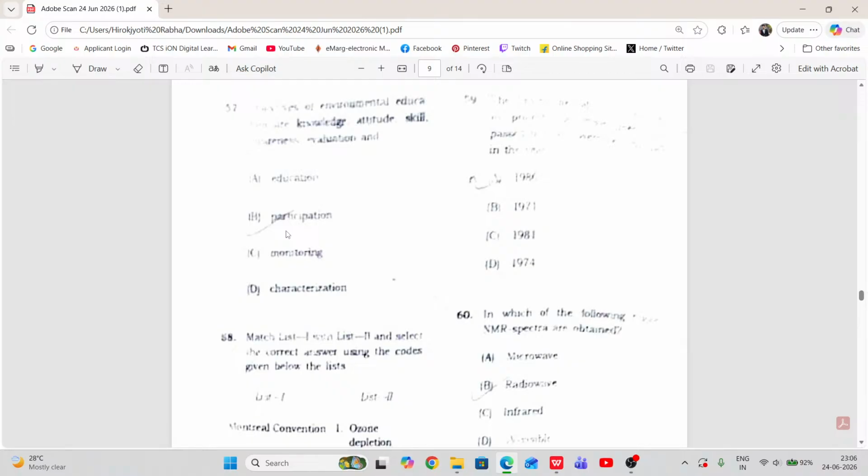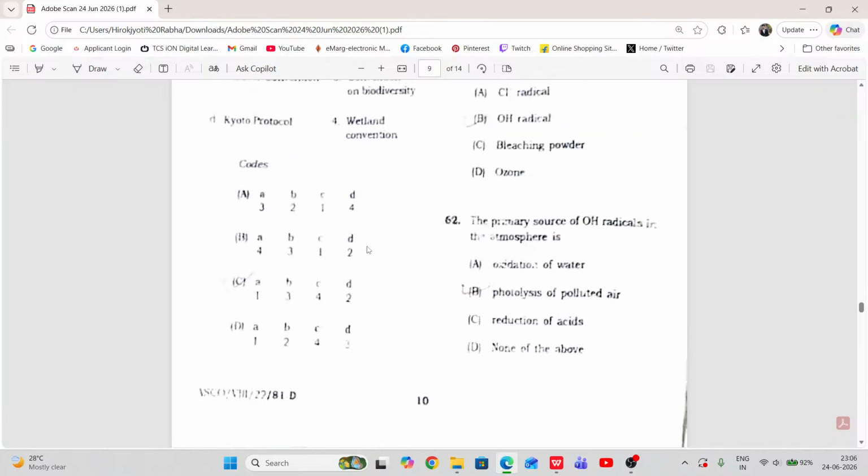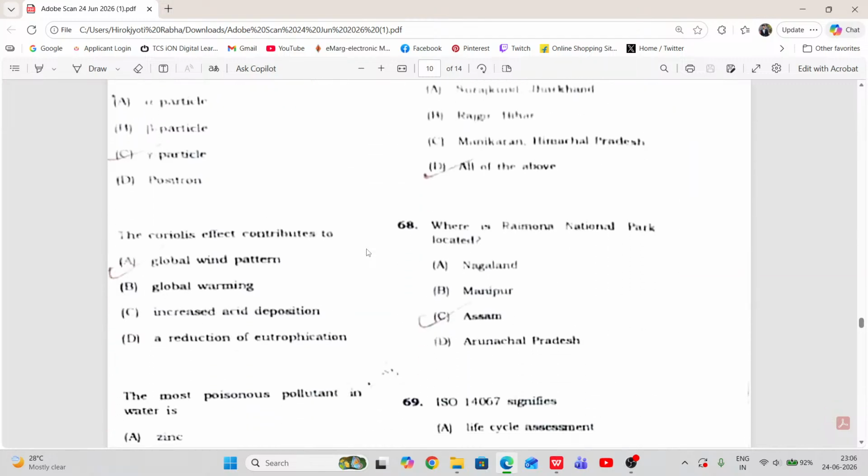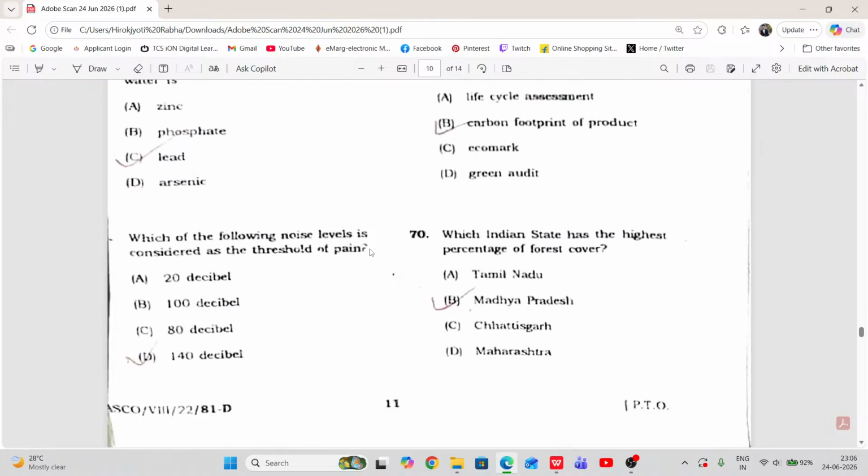The primary source of OH radical in the atmosphere is release of pollutants into the air. Which of the following moves faster when it produces a radioactive alpha particle? The Clarius effect contributes to global warming. The most poisonous water pollutant is lead. Which of the following noise levels is considered as the threshold of pain? 140 decibel.